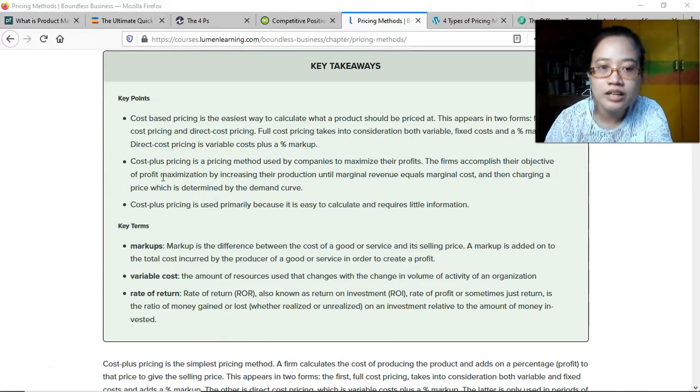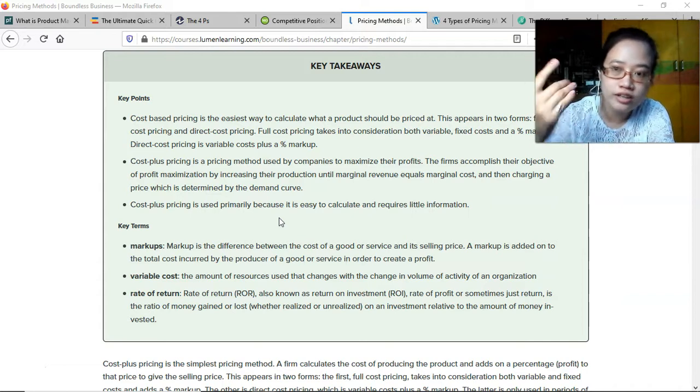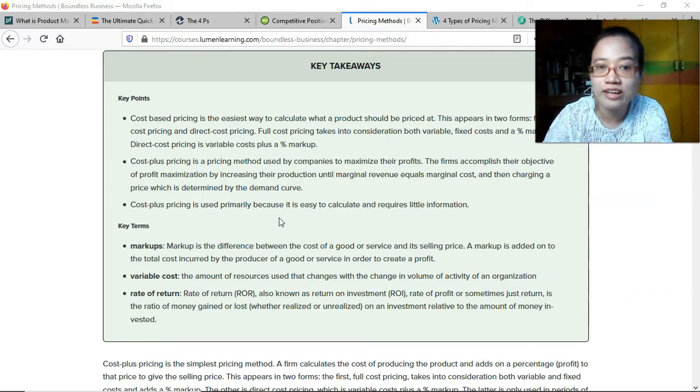Cost plus pricing is a pricing method used by companies to maximize their profits, because they already see how much markup or profit they are going to earn for each unit of the product. The firms accomplish their objective of profit maximization by increasing their production until marginal revenues equal marginal costs, and then charging a price which is determined by the demand curve. Cost plus pricing is used primarily because it is easy to calculate and requires little information. So as long as you have information on how much cost has been used to produce a product or service, then you just add the markup and voila, you get the price.